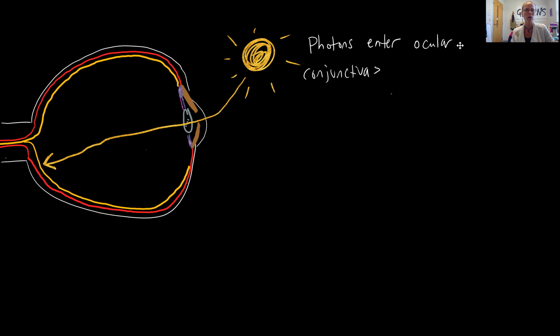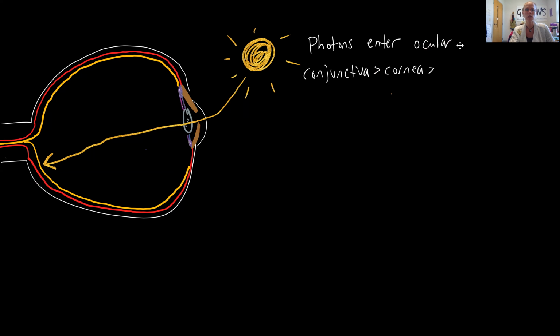The palpebral conjunctiva is the conjunctiva that's underneath the eyelid. The ocular conjunctiva is the layer that's going over top of the eyeball, and it is transparent, so of course light can penetrate. So that's actually going to be our first layer here. And I haven't drawn that into the diagram.